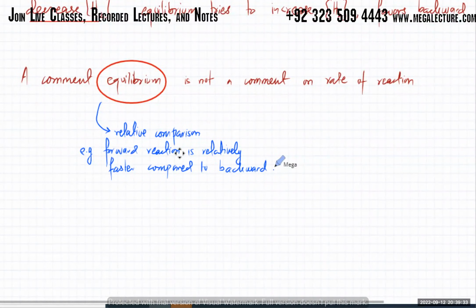So forward being relatively faster does not mean that it's actually faster. It just means that it's faster compared to the backward one. हो सकता है दोनों फास्ट हो रहे हो सकता है दोनों स्लो हो रहे हो. रेट के अंदर याद रख लेना कि if you do these things, the rate of the reaction always increases.